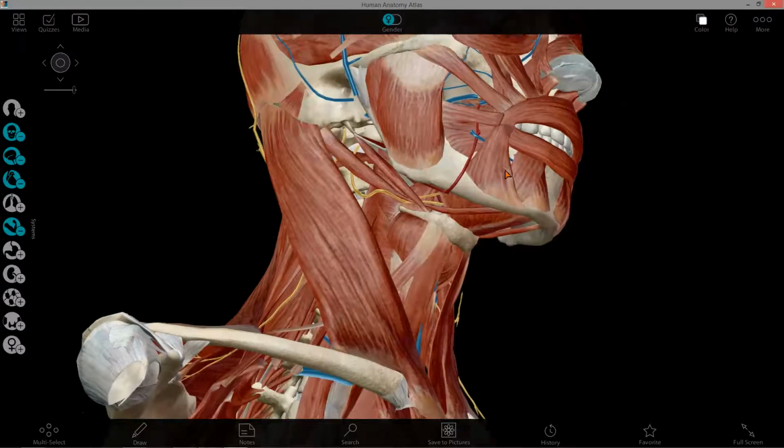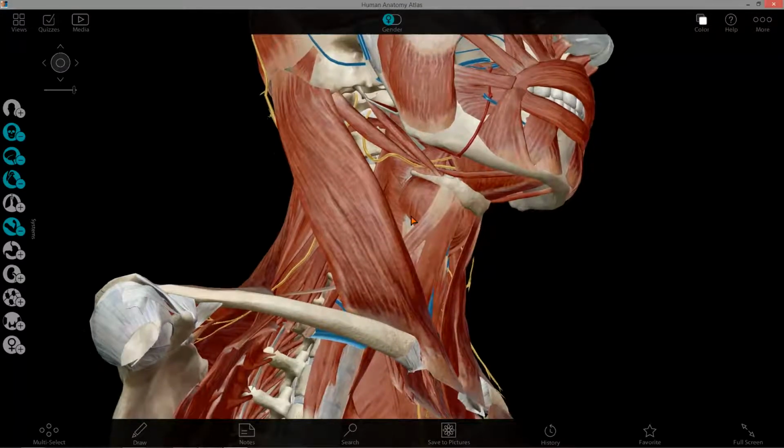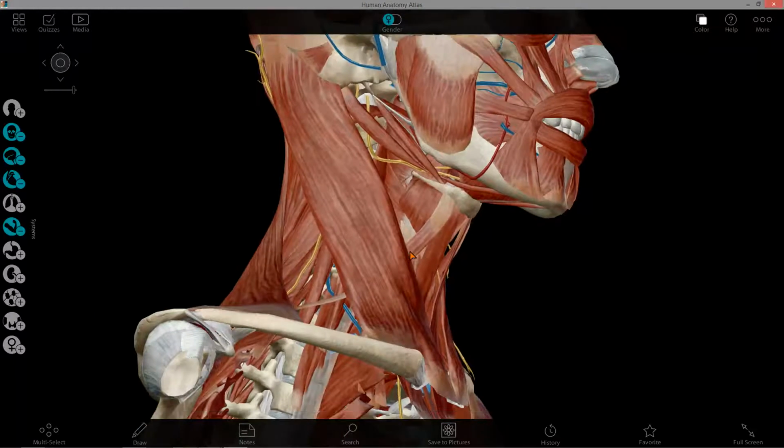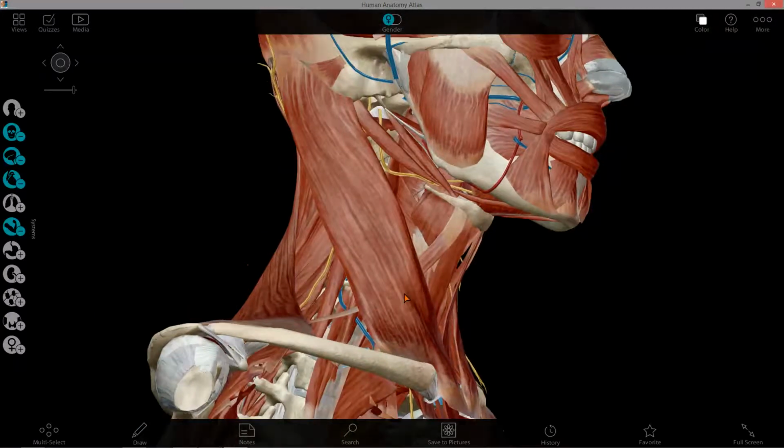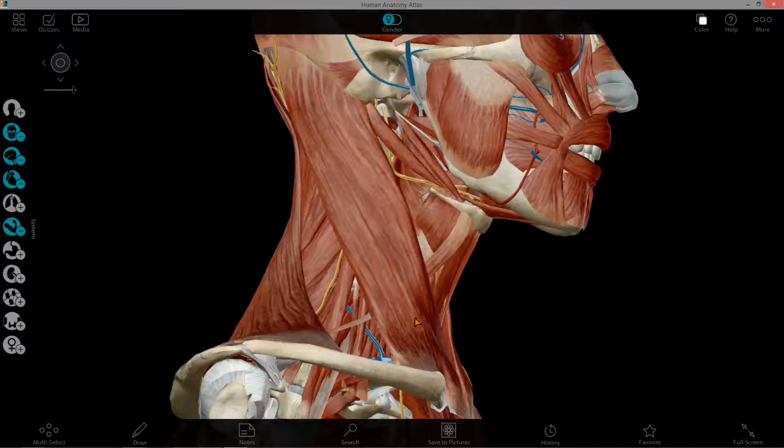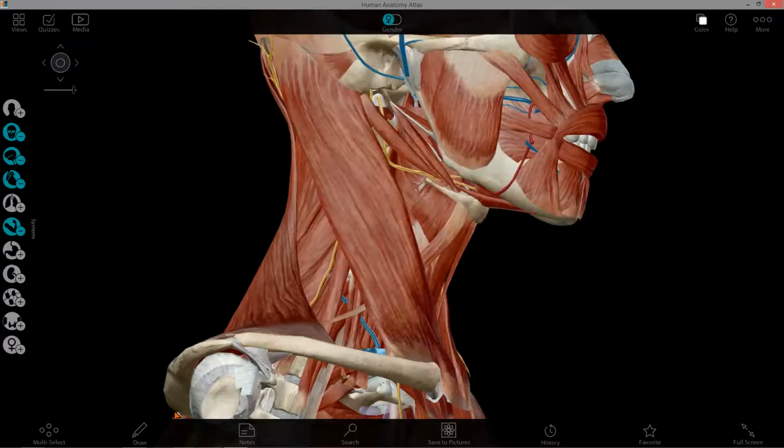So the way that we divide the neck is we divide it into a series of triangles. There's two large triangles known as the posterior and anterior triangle. I'm going to start us off with the posterior triangle, and these triangles are just used as a means to organize the anatomy of the neck.